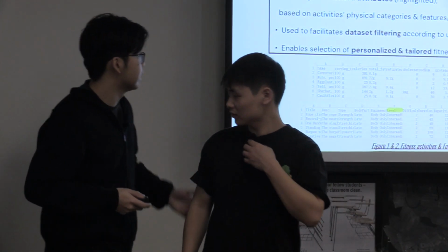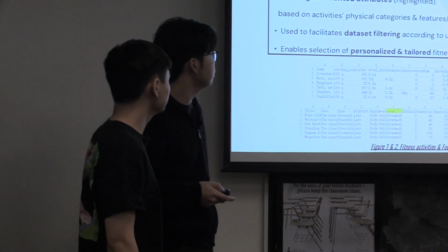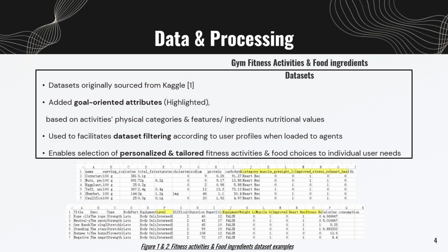First, let's talk about the dataset. We have two datasets in our model, and they are sourced from Kaggle, containing gym fitness activities and food ingredients. To build upon those datasets, we add some goal-oriented attributes, and those attributes are labeled based on the fundamental characteristics of each item, which are used to filter the dataset and leave only eligible items based on the user preferences and restrictions, and further enable personalized and tailored selection of activities and food choices.